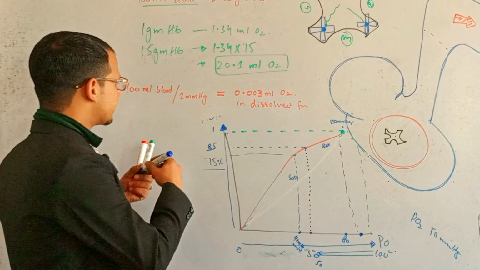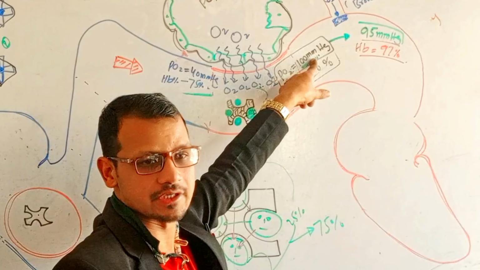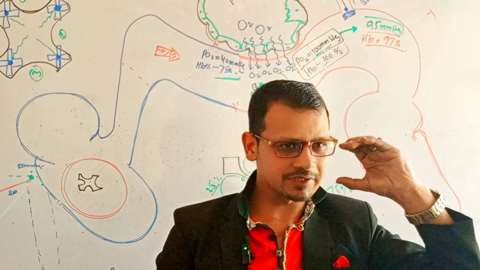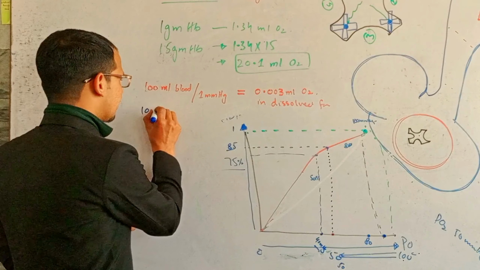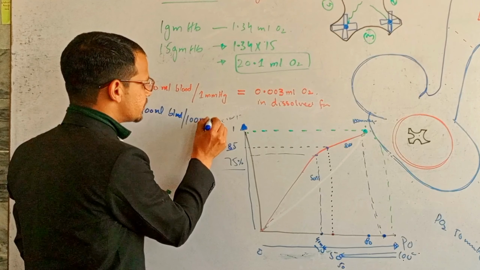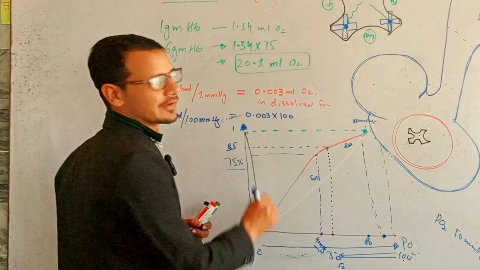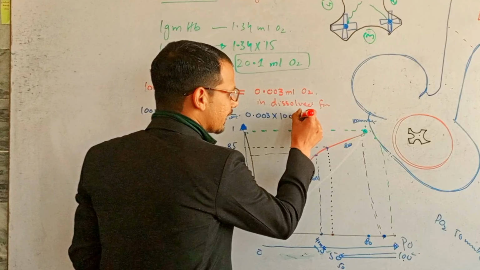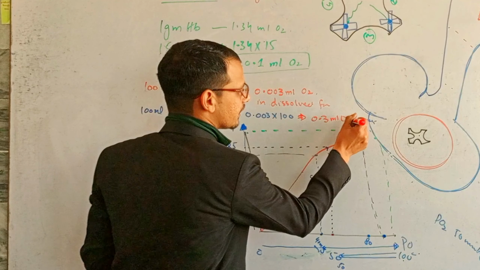But here, the partial pressure is increased to 100 mm of Hg, because after it gets saturated, the partial pressure is 100 mm of Hg. So when 100 ml of blood has a partial pressure of 100 mm of Hg, 0.003 times 100 means that 100 ml of blood has only 0.3 ml of dissolved oxygen.